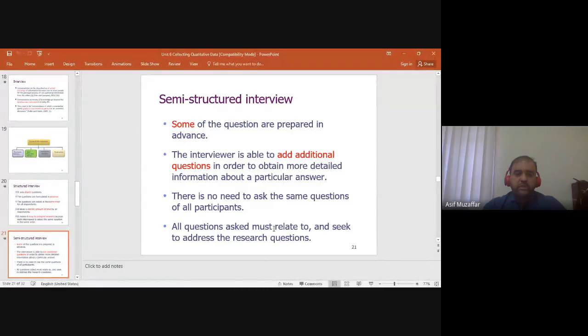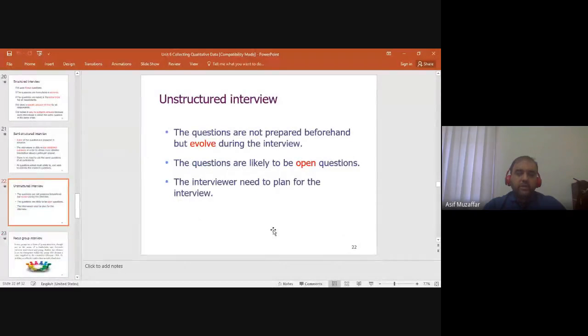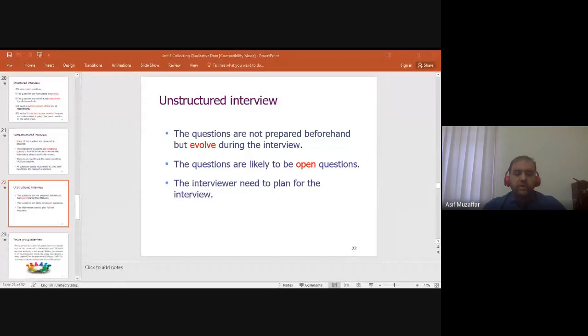So semi-structured interviews are there. Unstructured interviews. In this type of interview, you will just have the research purpose or research topic related to your qualitative research, and you will not prepare any questions. During the interview, all the questions will be generated. So that means every interview will be different. In unstructured interviews, you normally go for open questions. It's not open-ended questions, it's open questions.